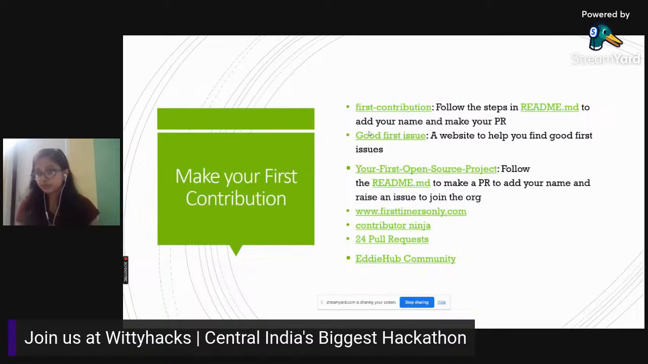And yes, you can take a screenshot of this page if you want. These are some of the websites from where you can find good first issues and get started with contributions. One is the Good First Issue website, another is the First Contributions repository, and especially the last ones: firsttimersonly.com, the Contributor Ninja website, the 24 Pull Requests website, and the EddieHub community. These have some very good resources to help you start contributing to open source.